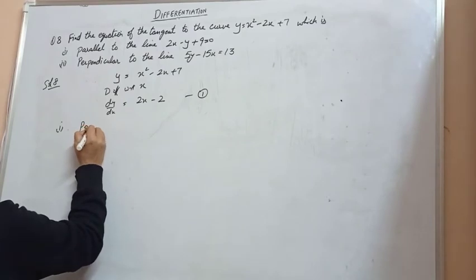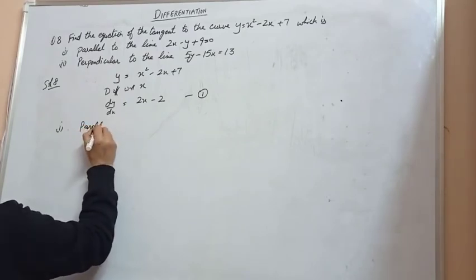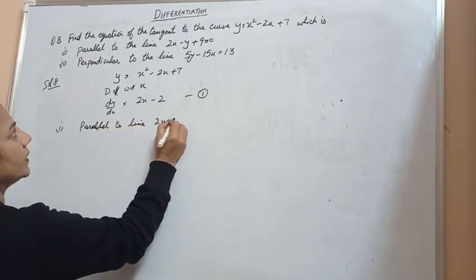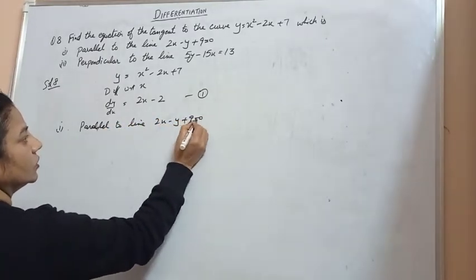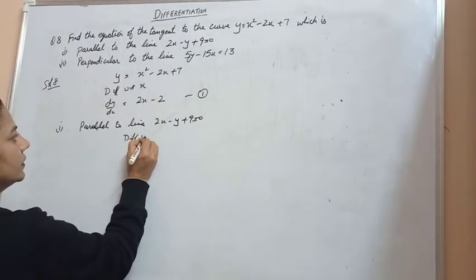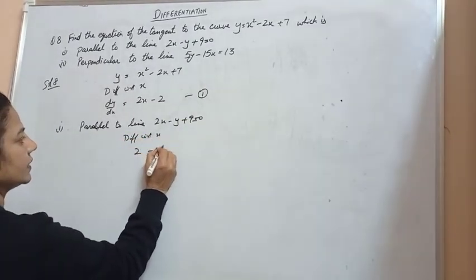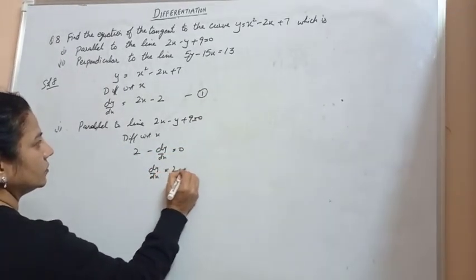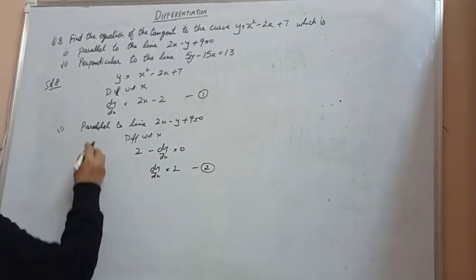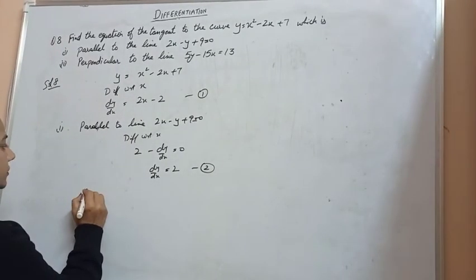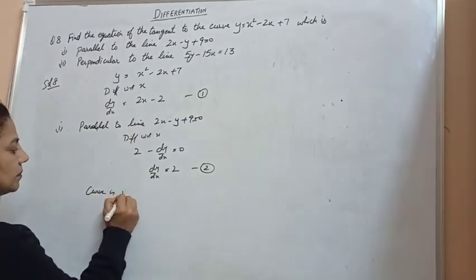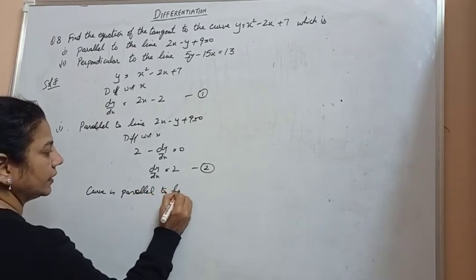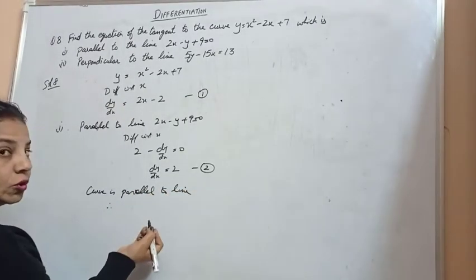This is parallel to the line 2x − y + 9 = 0. So differentiate with respect to x. I get 2 − dy/dx = 0. That means dy/dx = 2. This is my second equation. Since the lines are parallel, the curve is parallel to the line. Therefore, slopes are equal.